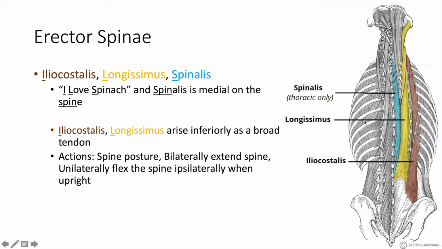They maintain posture. They bilaterally extend the spine and unilaterally flex the spine to the same side when that person is upright. Iliocostalis and longissimus come inferiorly as a broad tendon, and you can sort of see that here at the bottom.